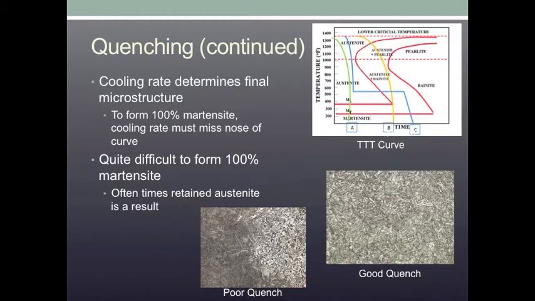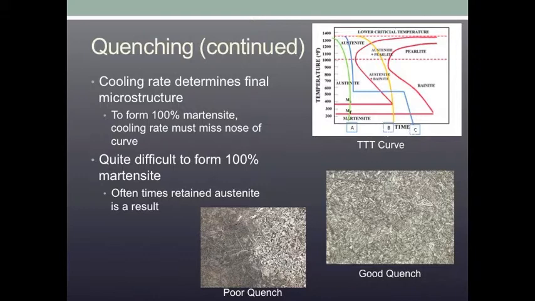This is where alloying elements really start to help out. Alloying elements will essentially move the nose of this curve back. This allows for a much larger window in terms of what you need the cooling rate to be in order to form only martensite. As stated earlier, it is very difficult to form a steel that is 100% martensite.